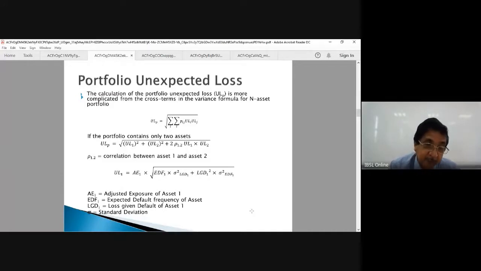Now you might have a concern. In practical terms, you cannot really have a portfolio with only 2 assets. At least there can be 100 assets in the portfolio. In a loan portfolio of a bank, you will see at least 100 assets. So in that case, how are we going to calculate this unexpected loss? What is the formula for that? So there's a formula. I'm not going to give it to you now, but there's a formula. And even that can be done through the computers without any issue.